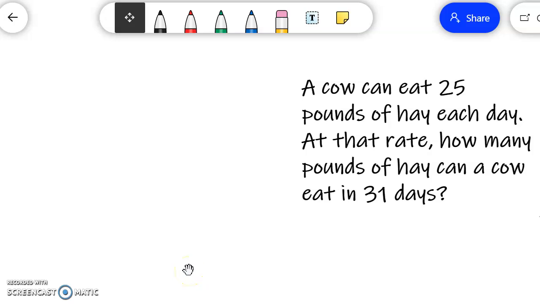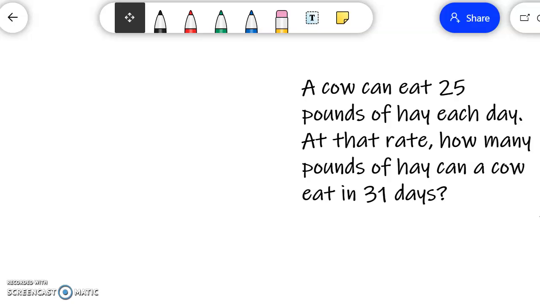Welcome back, 5th grade mathematicians. I hope everyone's having a great time learning how to multiply this week. Today, I'd like to shift our attention to multiplying fluently to solve word problems.